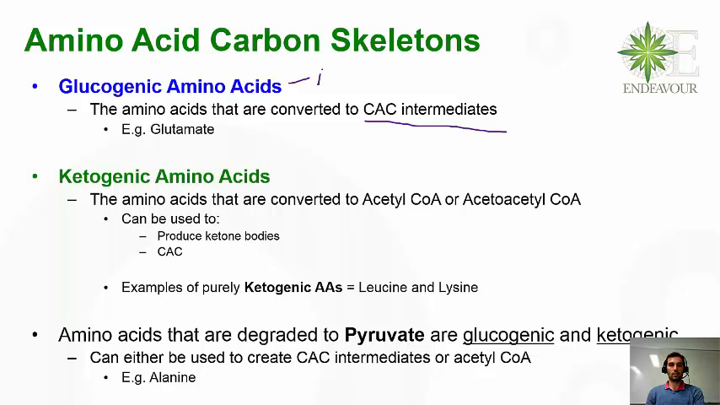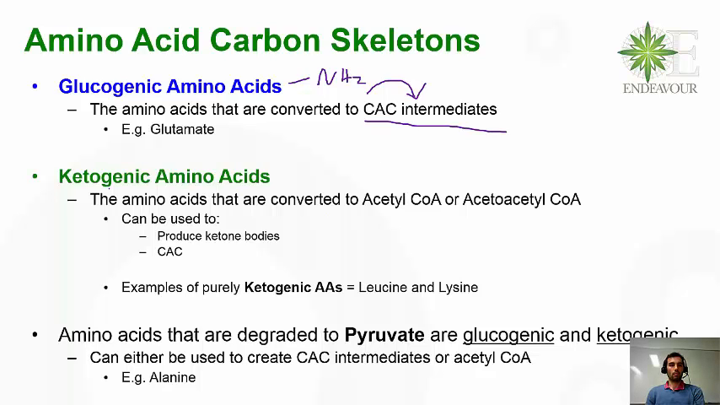So once the amino acid has its NH2 group removed, it will either already be a citric acid cycle intermediate or be able to be converted to one. So we call these the glucogenic amino acids because essentially they are entering the citric acid cycle.